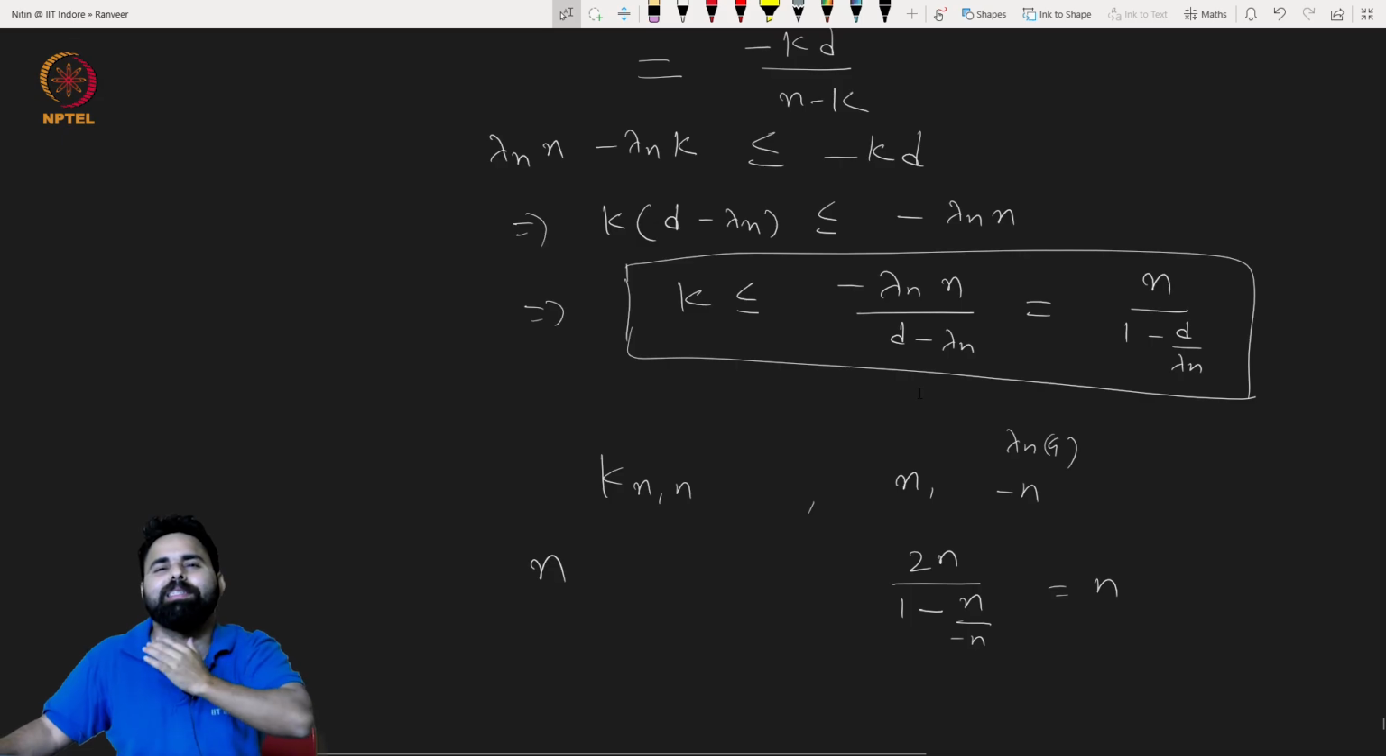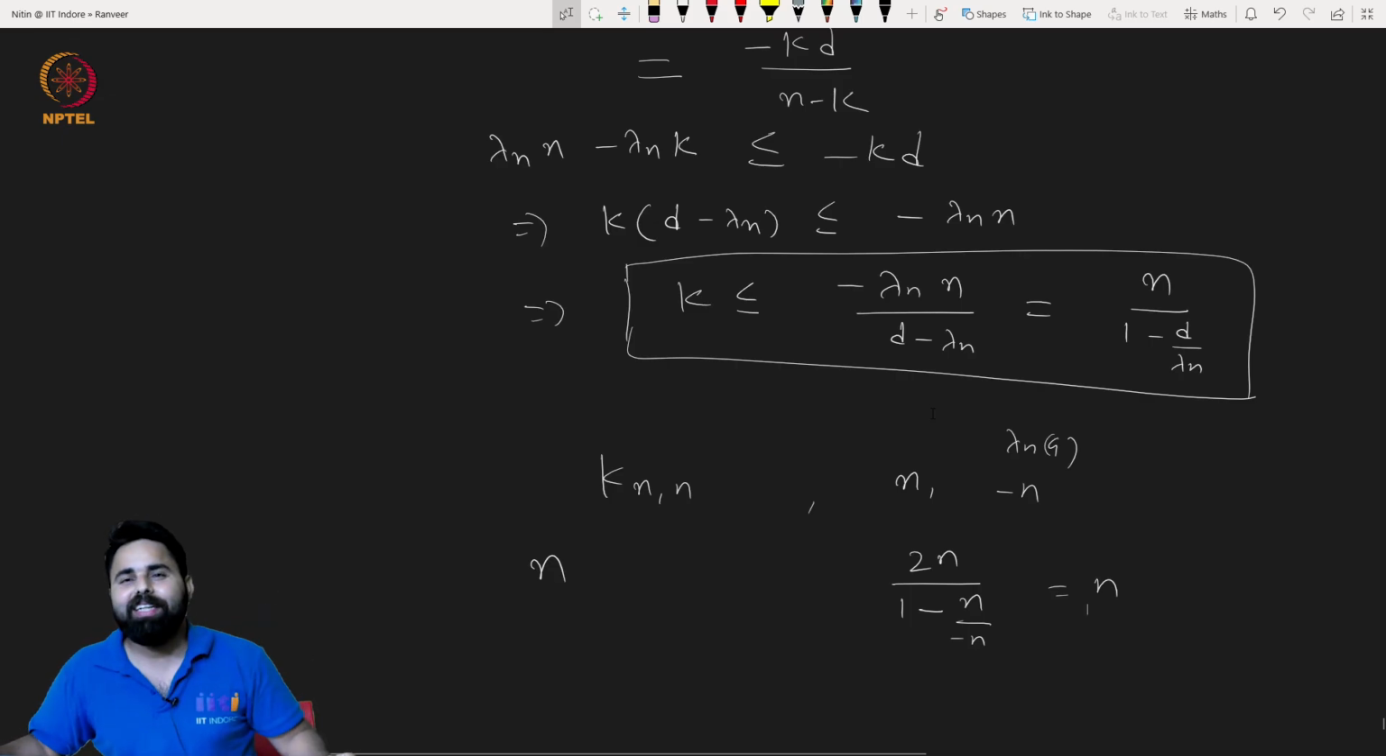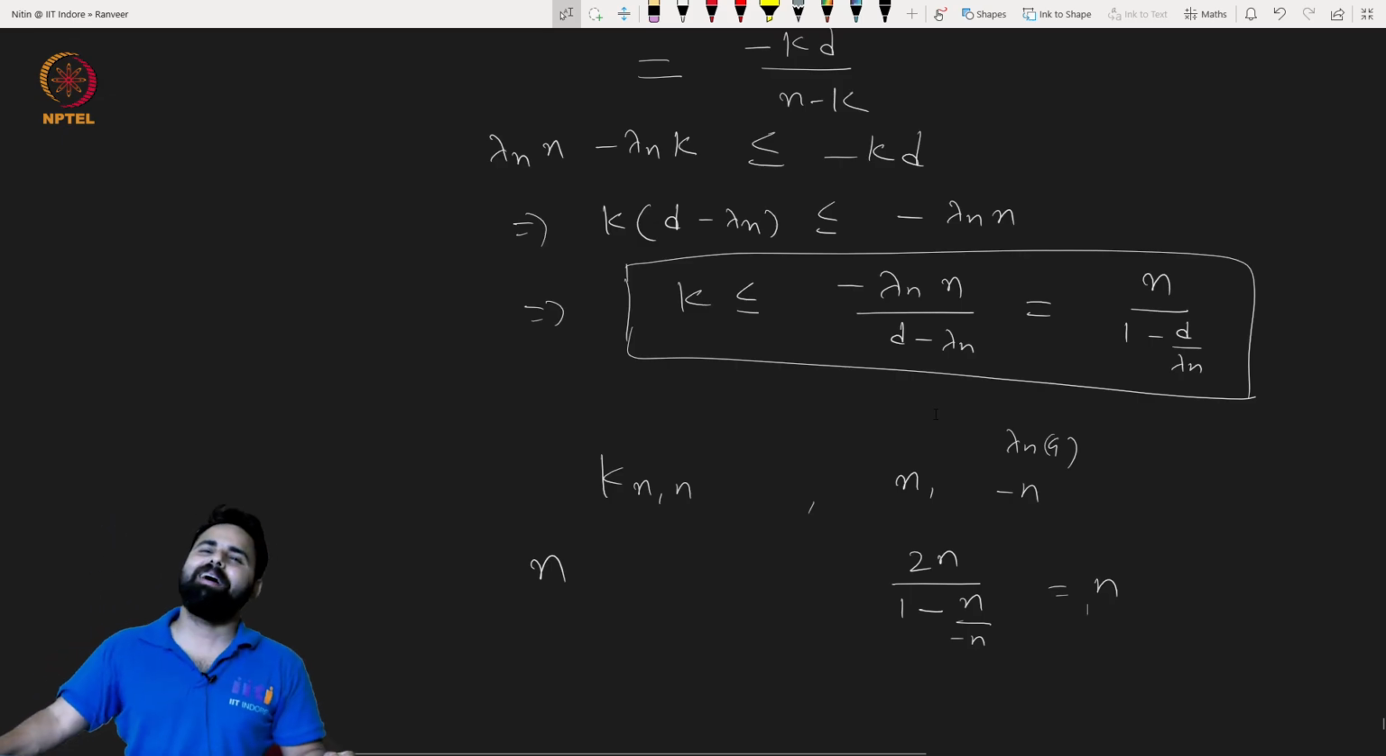For what other graph is this strict? What other graph is this? Think about it, and with this I am stopping this lecture. Thank you very much, and see you in the next lecture.